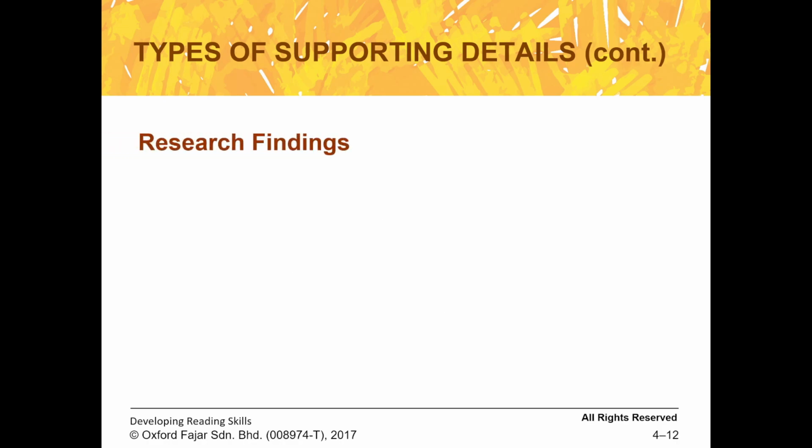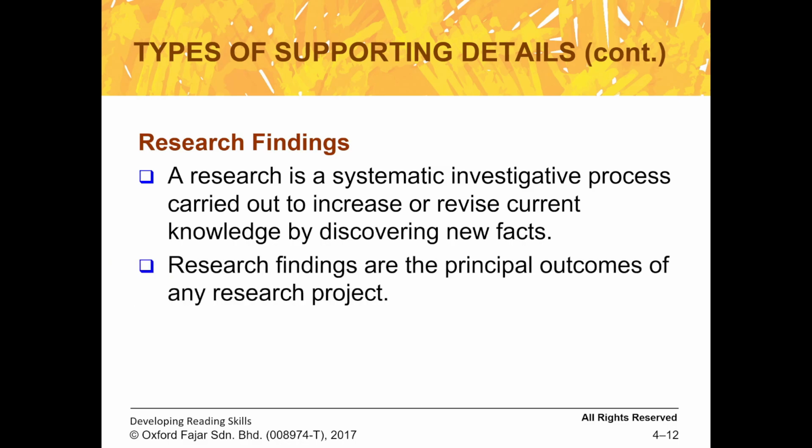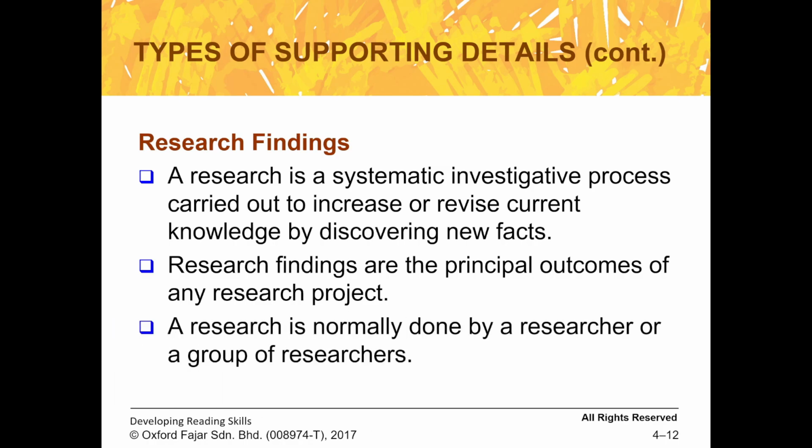Research findings. It is similar to statistics, where you find out the research findings of a research that has been done before. A research is a systematic investigative process carried out to increase or revise current knowledge by discovering new facts. Research findings are the principal outcomes of any research project. So whatever they find in that particular research, that is the research finding, and you can use it as your supporting details. So research is normally done by a researcher or a group of researchers.